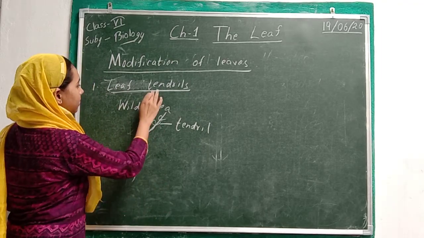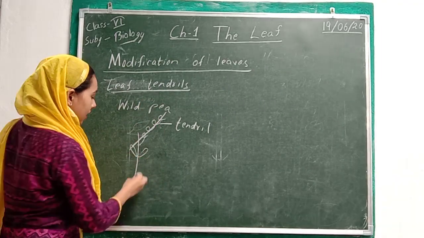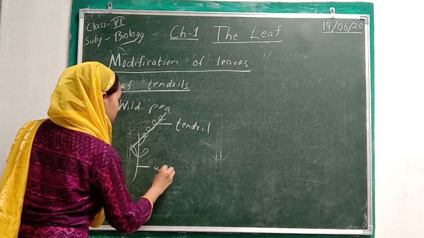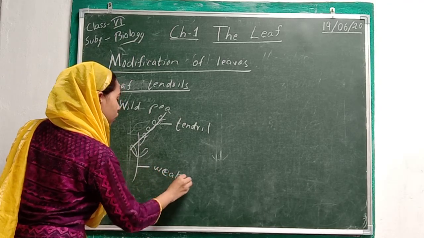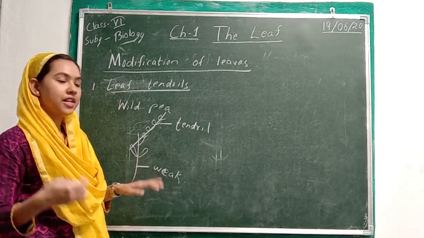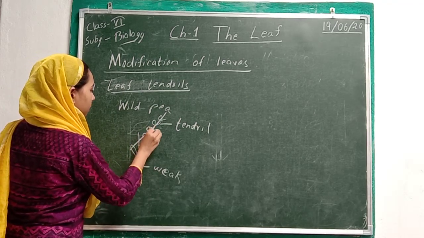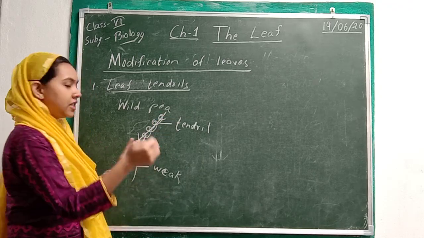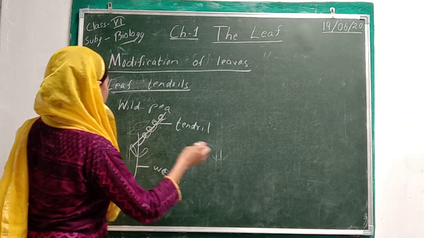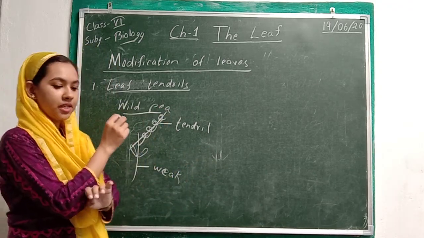Okay. And why is this leaf modified here? Because the stems are very weak. The stems are weak and cannot take the load of the entire plant. That is why the leaves are modified to form these kinds of tendrils and it takes support. Okay, you can see this in the case of wild peas.